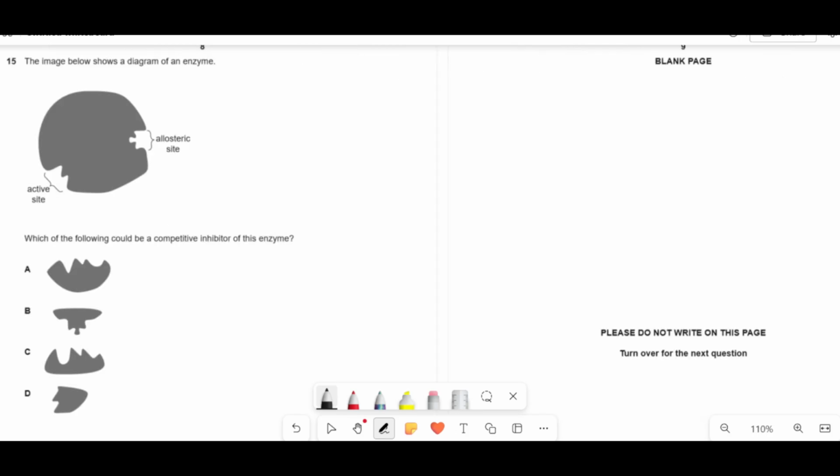Now this image shows a diagram of an enzyme. Here's your active site, here's an allosteric site, and it says which of these could be a competitive inhibitor of this enzyme. So it's whatever's complementary to the active site. Can't be the allosteric because that's a non-competitive inhibitor. So immediately, the one that we're looking for is whatever fits here, which is D. So it's D. There you go.